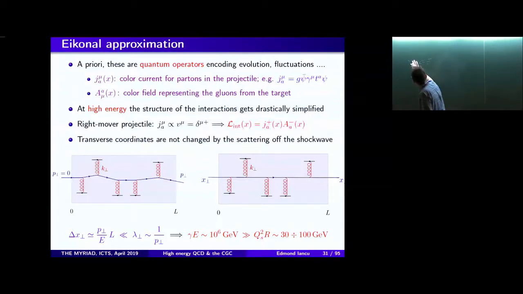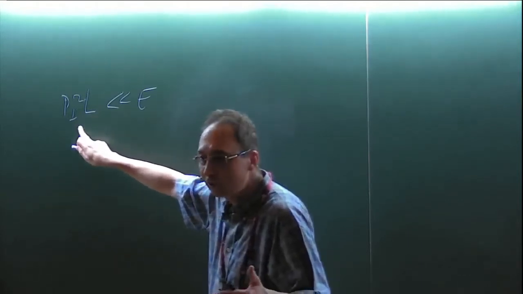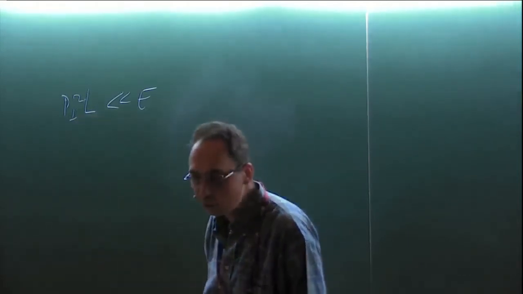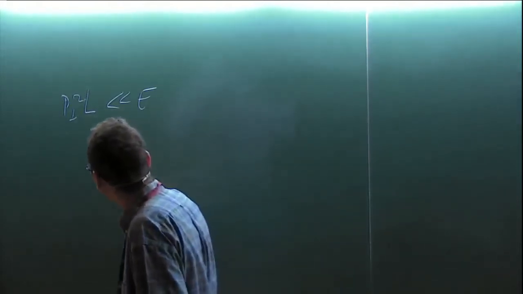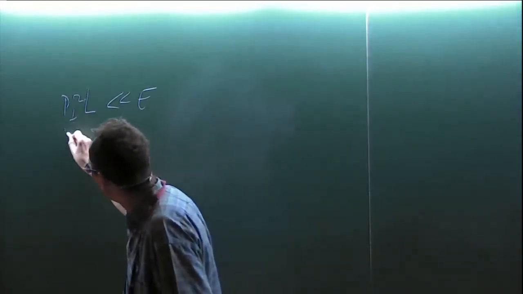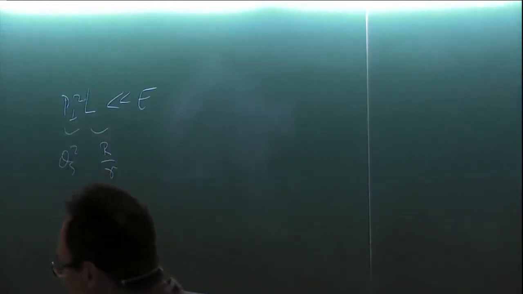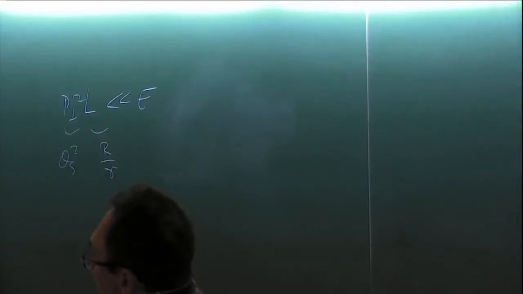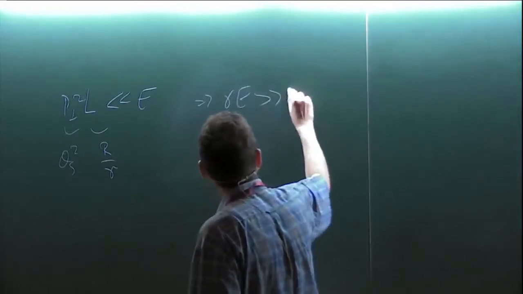So if the energy E of the incoming quark is much bigger than the longitudinal extent of the medium, L, times the transverse momentum acquired squared, then the eikonal approximation is fine, because this inequality is satisfied. Now, L is R divided by gamma. And p perp is of order Q sat, because that's the typical momentum of the gluons. So the condition we need is that gamma E is much bigger than R times Q sat squared.